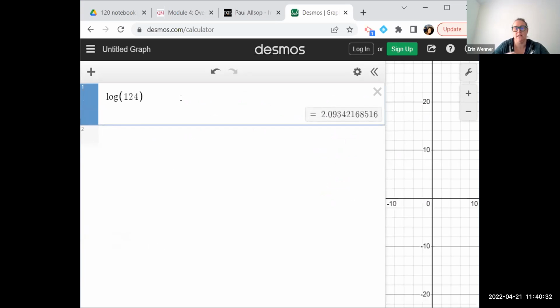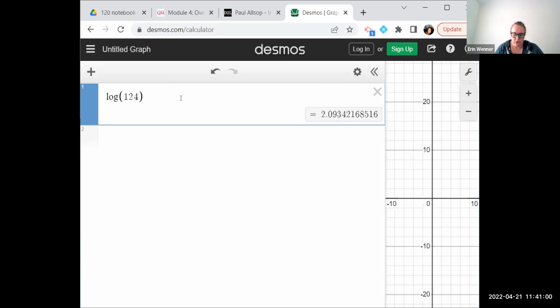And again, the reason I'm using this instead of the graphing calculator is because this is free and I know not everybody has a graphing calculator. So when I put log 124 into my calculator, I get 2.0934, blah, blah, blah. So it's approximately equal to 2.09, which again, we said was closer to 2 because 10 squared is equal to 100.